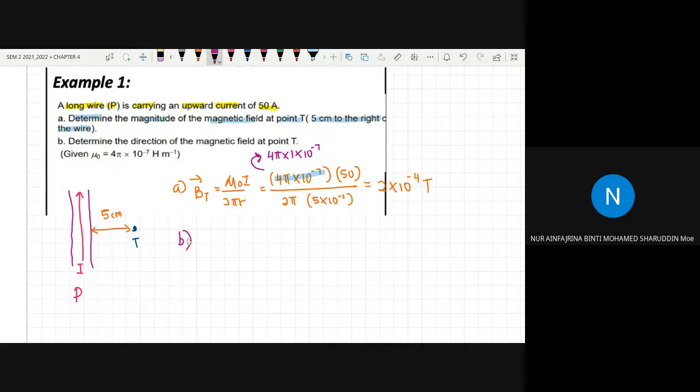Determine the direction of the magnetic field at point T. Jadi dia nak tahu magnetic field awak dekat belah T ni masuk ke keluar. Okay, anyone masuk ke keluar? Inwards or outwards? Anyone? Inwards, very good. So dia belah sini, awak pakai right hand grip rule, your thumb is upwards and then dia akan masuk di sebelah kanan dan dia akan keluar di sebelah kiri.